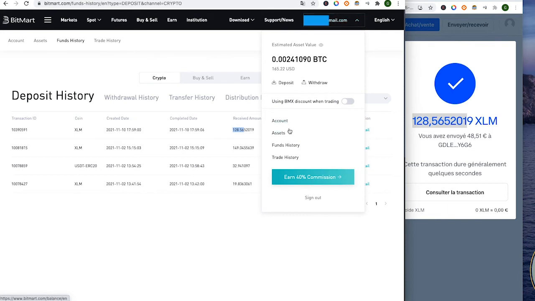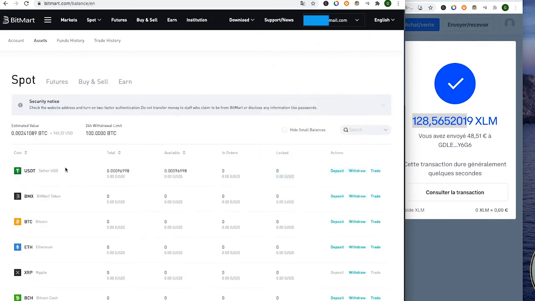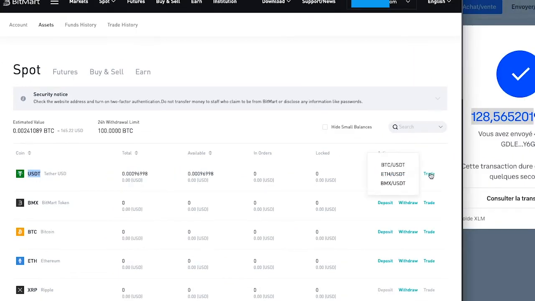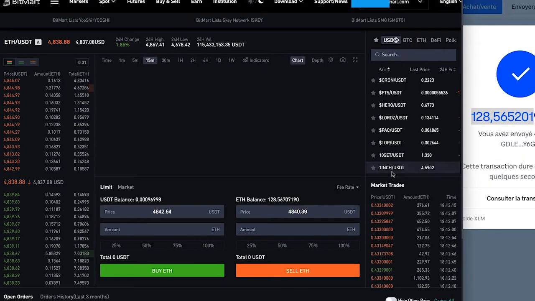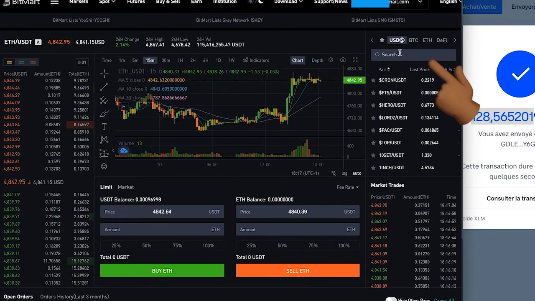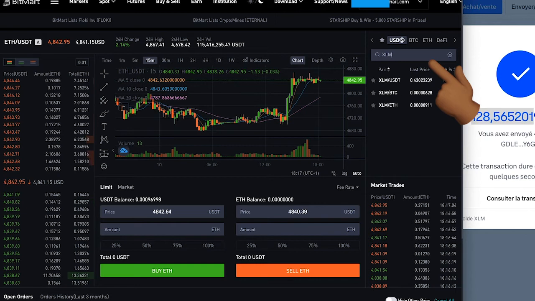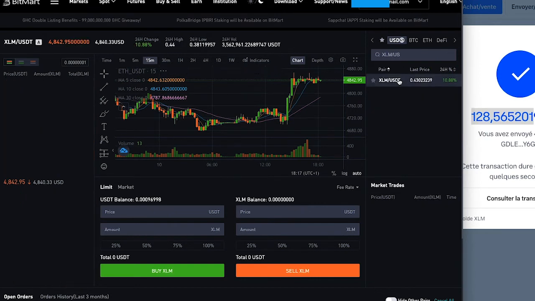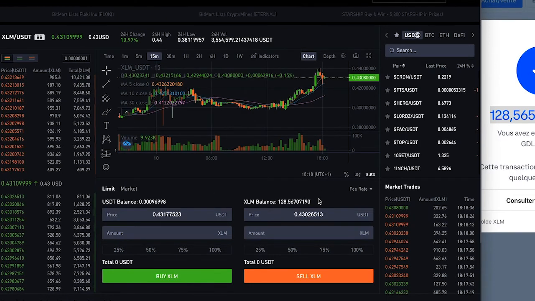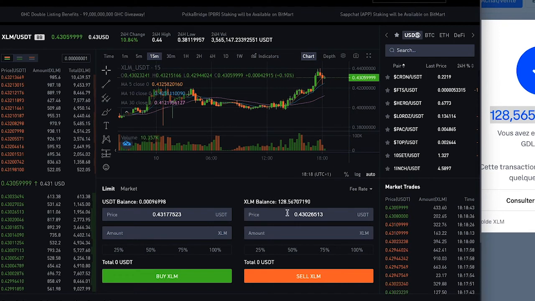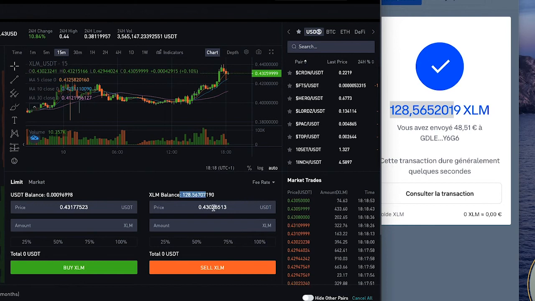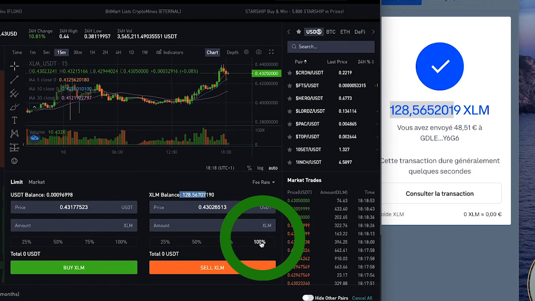So I hover over my email, I go to assets, USDT, trade, select any one, but in the search bar type XLM/USDT. Okay, so now I'm on the XLM to USDT trade page. So look, my XLM balance and the USDT price.